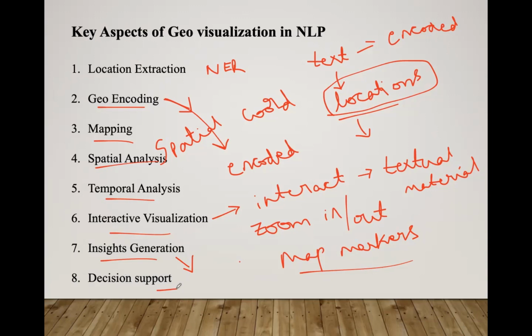Geo-visualization aids the decision-making process in a variety of fields, like urban planning, disaster response, epidemiology, and marketing analysis. Decision makers obtain spatial insights by visualizing textual data on maps, which inform strategic decisions. So these are various key aspects of geo-visualization.